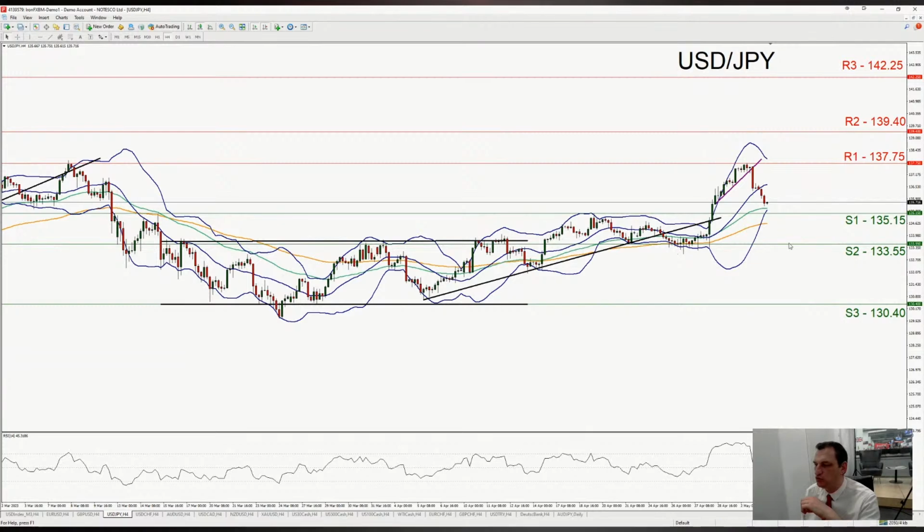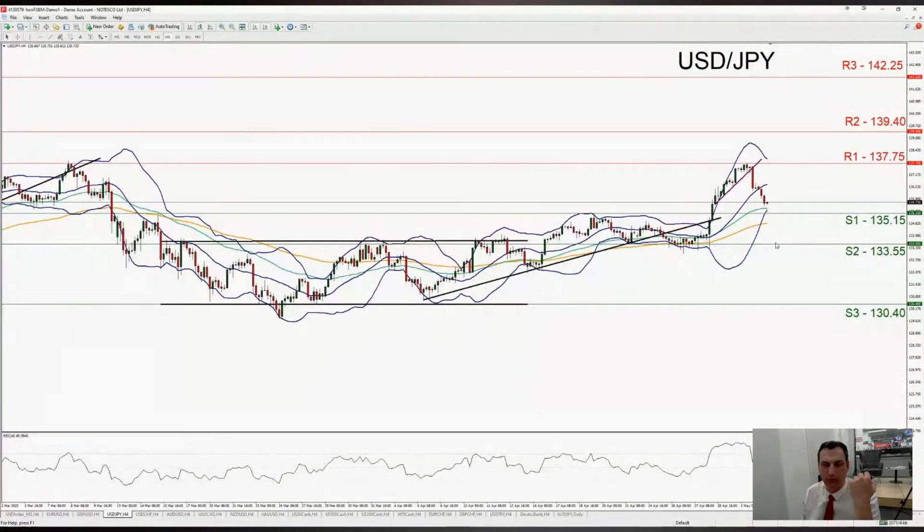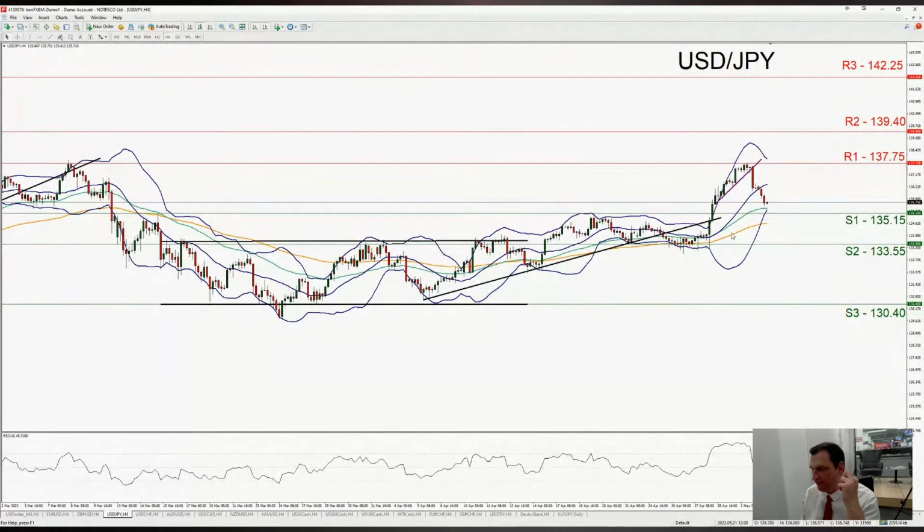But given also the proximity of the S1 to the S2, we may see USD JPY in an intense bearish movement, breaking the S2 as well, which would pave the way for the next possible target for the bears, and that would be the 130.40. Note how it was aimed for here, tested here and here, false break here. It's going to be a very, very intense and interesting movement.